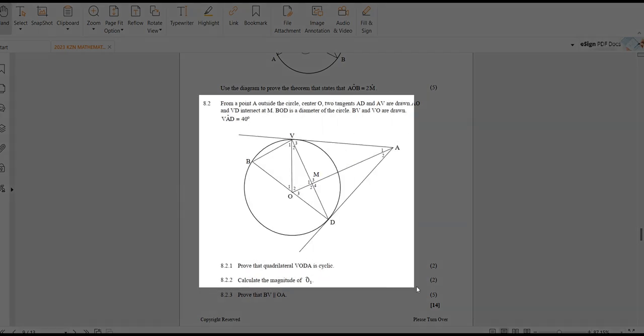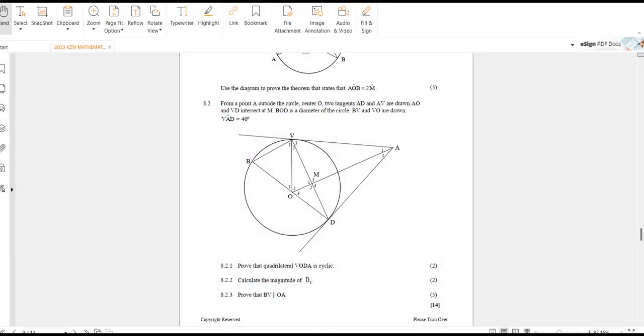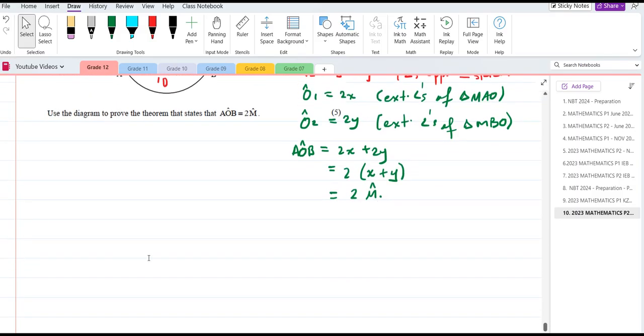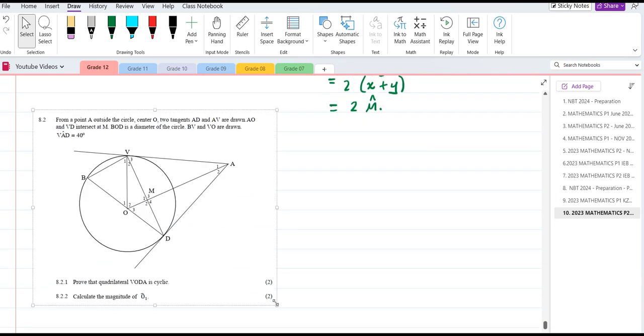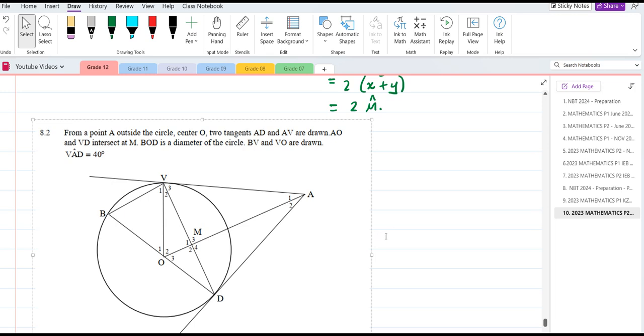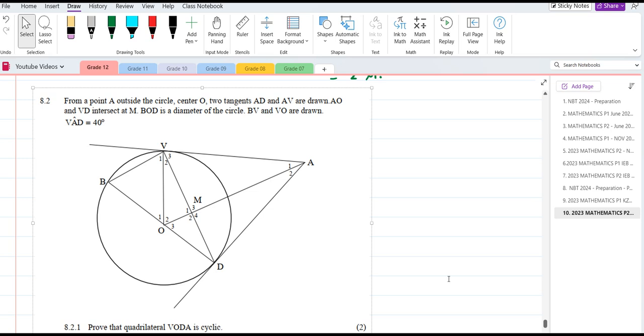Question number 8.2. Right, so I'll do the first 2 questions there, then we'll crop the next one below it. So make sure when you read the question, you also mark off the diagram, right? So let's see. So from a point A outside the circle, center O, we have center O, so we know that these are radii. 2 tangents AD and AV. Now remember, when we have 2 tangents from external point, they are equal as well, right? So this here basically becomes a kite. So we can say angle M1 is 90.